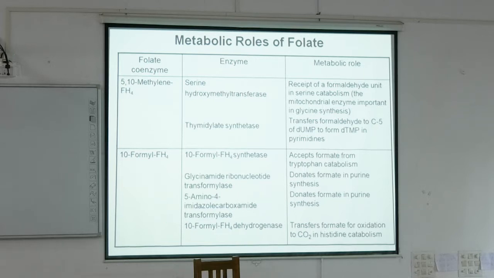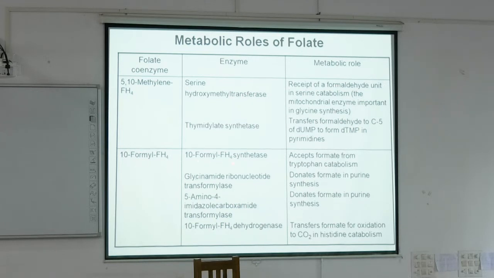Take a note of these slides. These will show all the enzymes and the different forms of folic acid which are used in those enzymes as coenzyme. N5-N10 methylene tetrahydrofolic acid is used by these two: serine hydroxymethyl transferase, which converts serine to glycine, and thymidylate synthetase, which converts dUMP to dTMP.